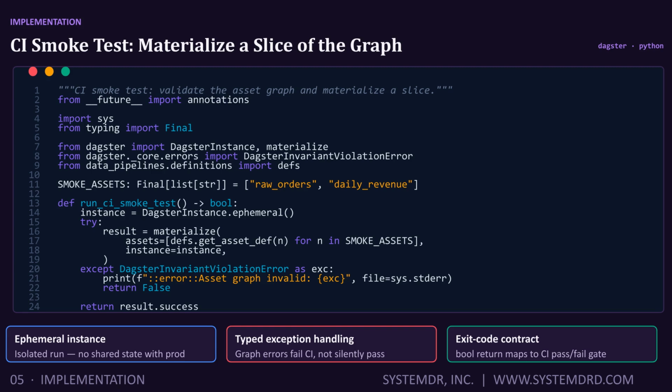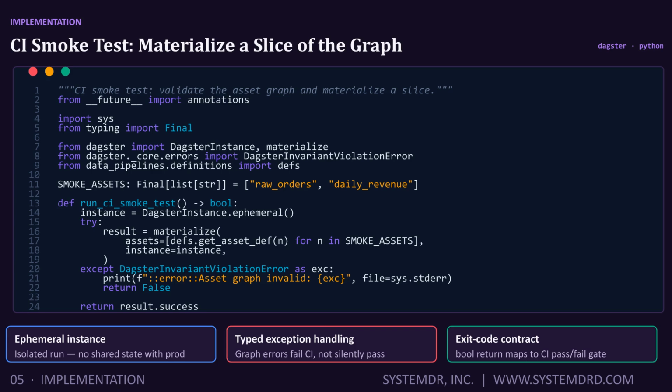This function creates a fully ephemeral Dagster instance. No shared database, no shared run history, which means it can run safely in parallel across many concurrent CI jobs without any of them interfering with each other. Then it attempts to materialize a deliberately small, representative slice of the asset graph, raw orders and daily revenue, rather than the entire production graph. That keeps the test fast, seconds rather than the minutes a full backfill would take, while still exercising the real dependency chain end to end.